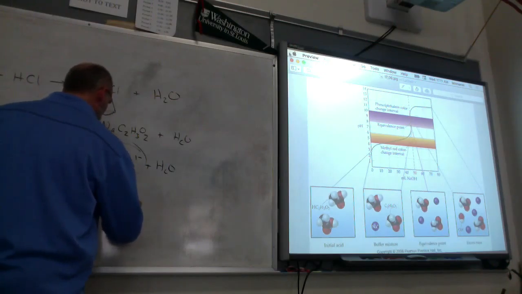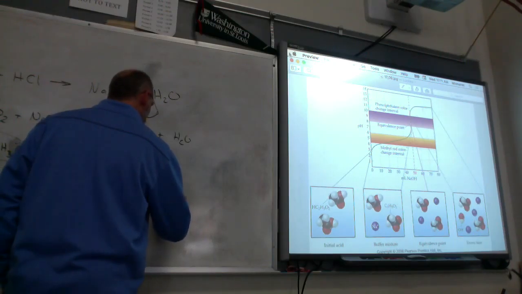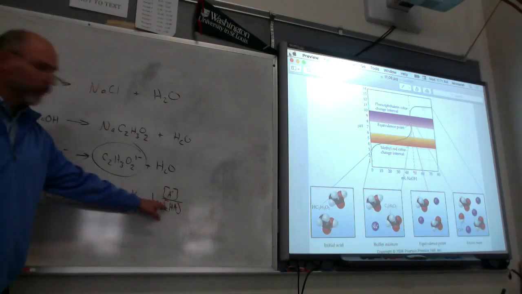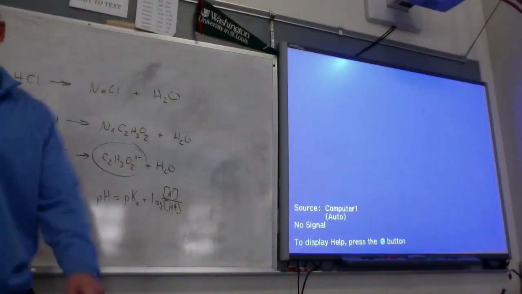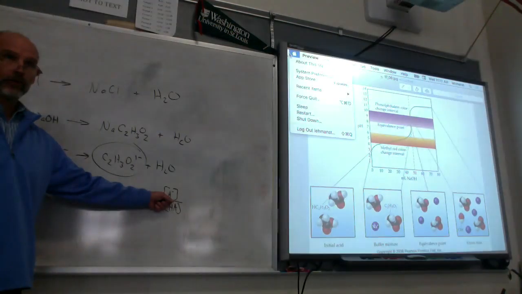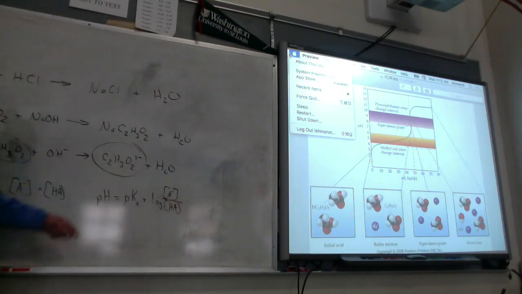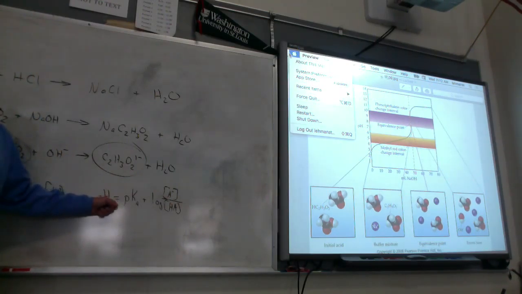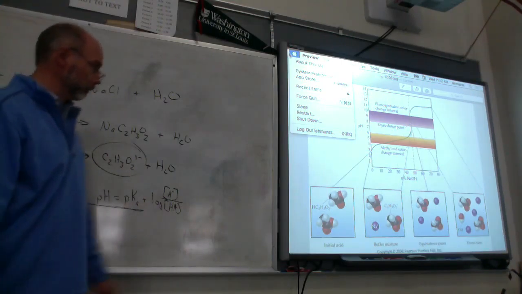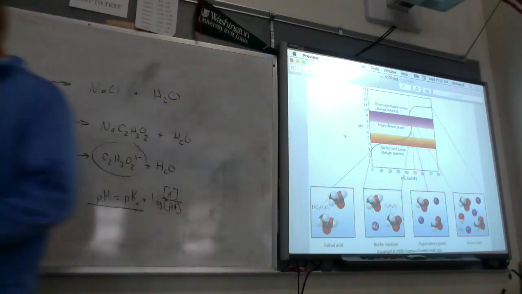Looking at the Henderson-Hasselbalch equation, if these two things are equal, that equals 1. Log of 1 is 0, and therefore, at the half equivalence point, pH is equivalent to pKa. Something else you'll want to make a note of there.